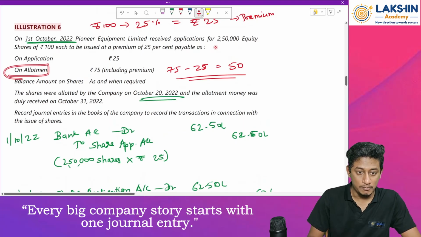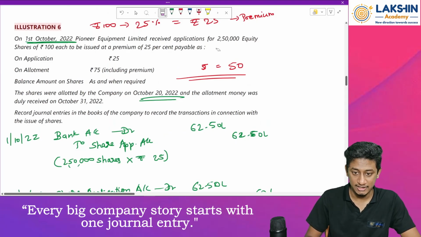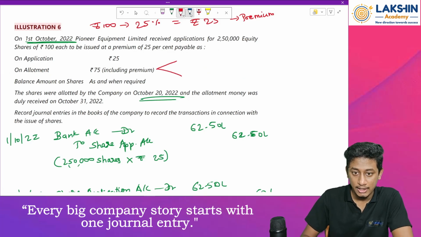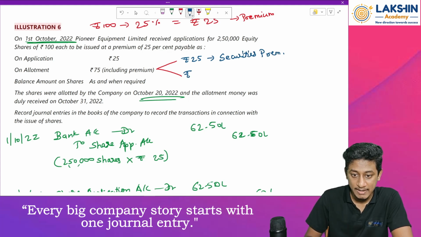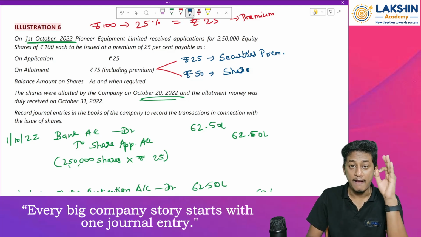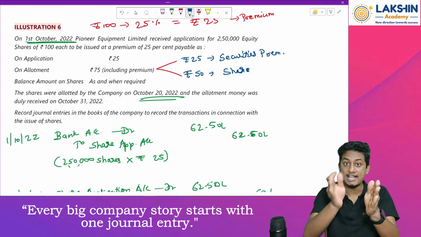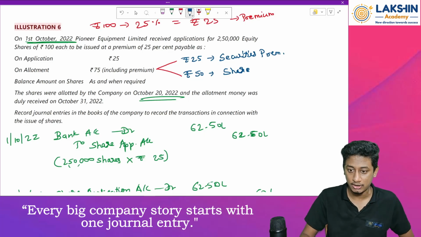See, on allotment we have two bifurcations, right? I will just bifurcate this as so. In this, one portion of rupees 25 will go to the securities premium account, whereas the remaining 50 rupees will go to share capital. Remember, whatever securities premium you have should be shown separately from the share capital. You cannot mix up share capital and securities premium together. Remember this, clear? Okay, this will go to my share capital.